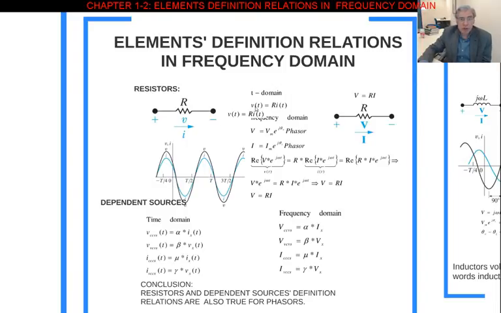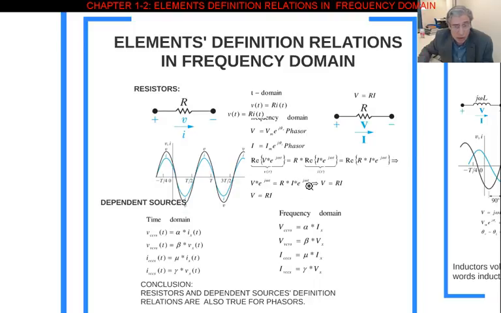The resistor definition relation in the time domain is equal to this, where R is the resistance of the resistor, and this resistance value is a positive real number. Since we know that the elements' currents and voltages are sinusoidal functions in time, in the frequency domain we can write these sinusoidal functions in terms of phasors, where the phasor is this. So V(t) and I(t) are sinusoidal functions, and we can represent them as this. If you remove the R inside here, it becomes this. The real parts should be equal, so you end up with this.